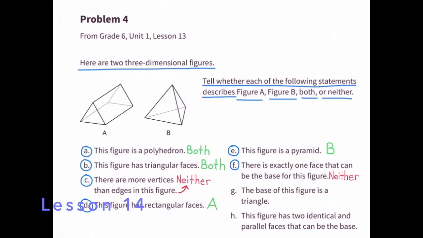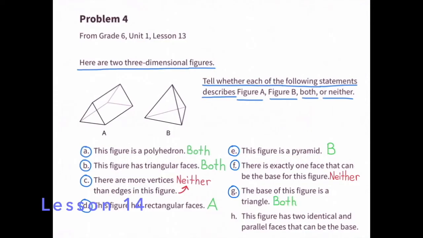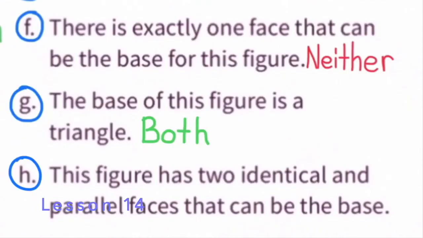Neither. Both of these figures have more than one face that could be considered the base for the figure. G. The base of this figure is a triangle. Both. Both of these figures have a triangular shaped base. And finally H. This figure has two identical and parallel faces that can be the base.